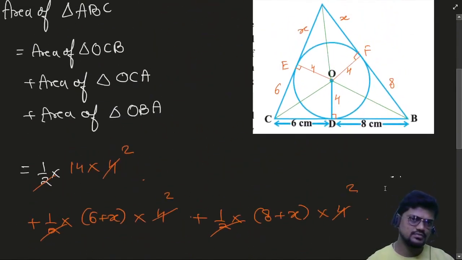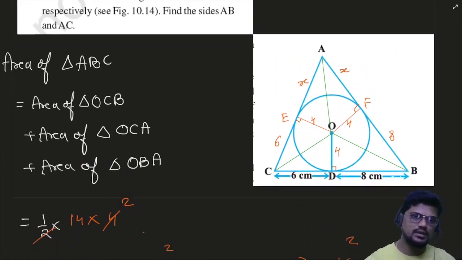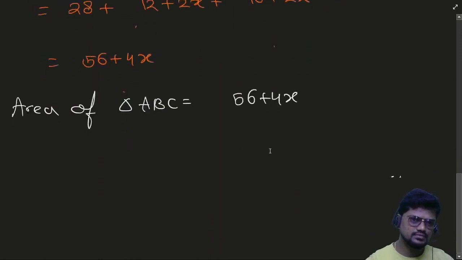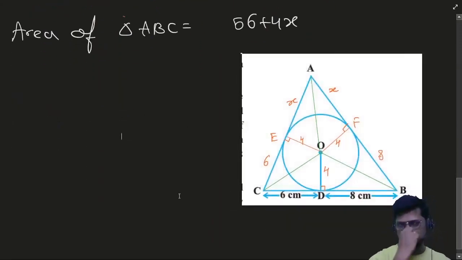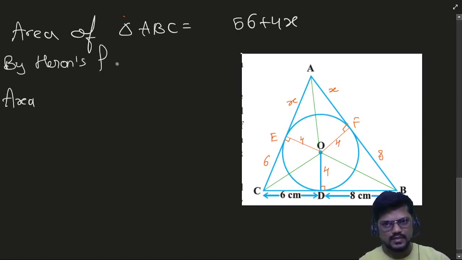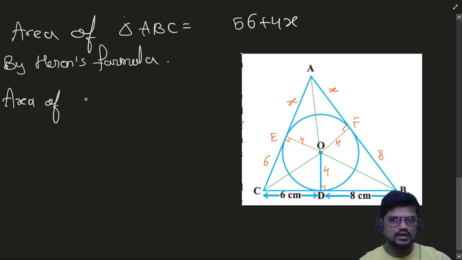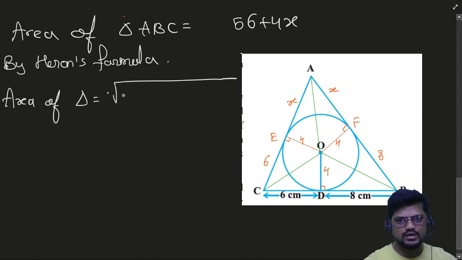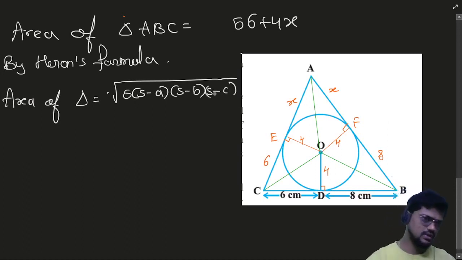now the next, we can also find the area of the same triangle by using Heron's formula. What is Heron's formula? Area of triangle equals what? Square root of semi-perimeter into semi-perimeter minus a, semi-perimeter minus b, and semi-perimeter minus c. I hope you are aware about this. Yes or no, Nupur? You know it?